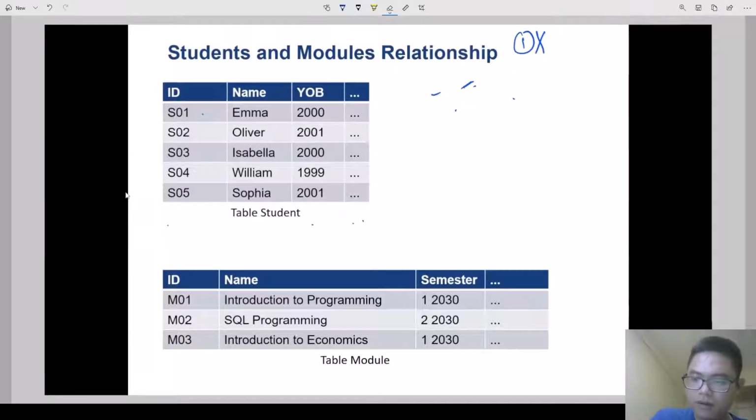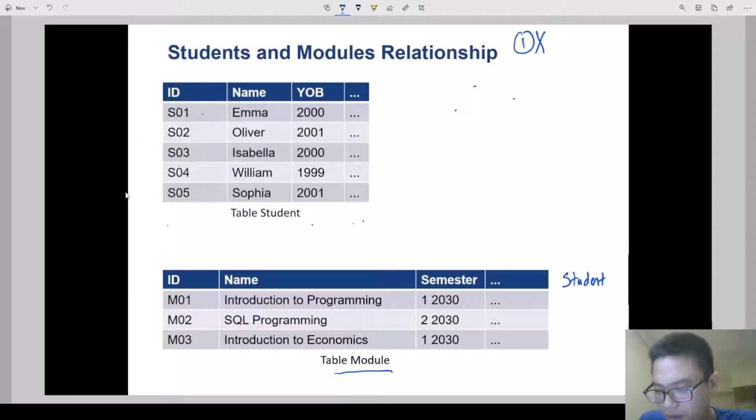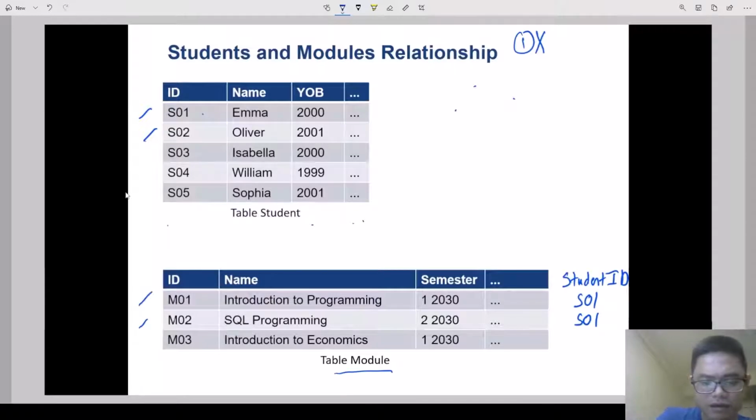So now let's say, hey, if I don't put it in the table student, how about putting the foreign key in the table module? Okay, so in this module I have another ID called student ID in here. Good, so now let's go. MR studies introduction to programming. Very good. So we have S01 in here. And she also studies SQL programming. Very good, so S01 in here too. Oliver studies introduction to business. Very good, so S02.